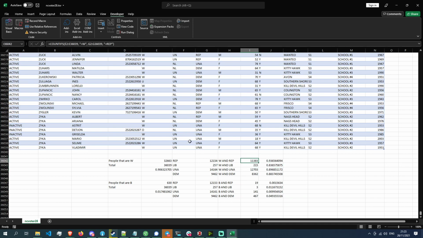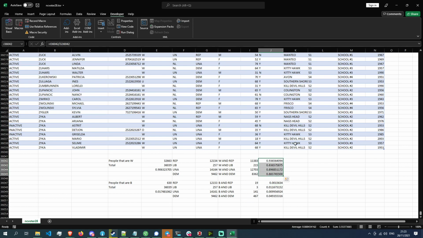out of the 1.7% of people that are black in North Carolina's Dare County, 19 of them are black and Republican, 3 of them are black and liberal, 141 of them are black and unaffiliated, and 467 of them are black and registered Democrats.